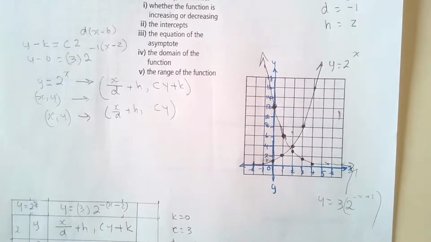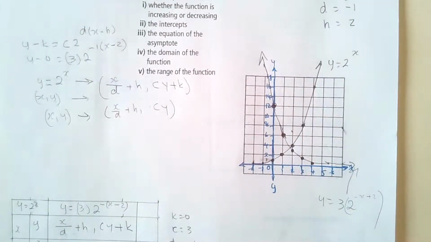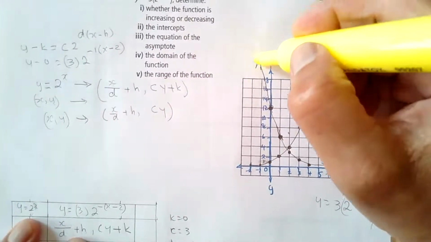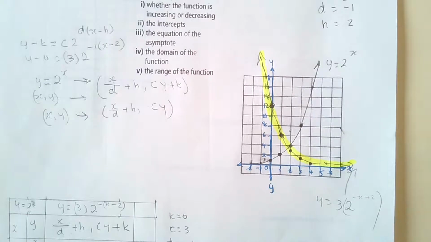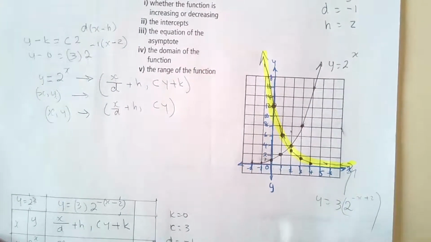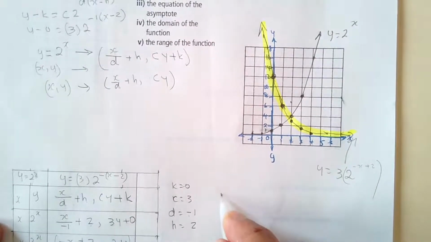The question asks us, is the function increasing or decreasing? Now, this is a function here. I might as well highlight it with a yellow highlighter. So we can tell right away from that it's decreasing. This function is decreasing.